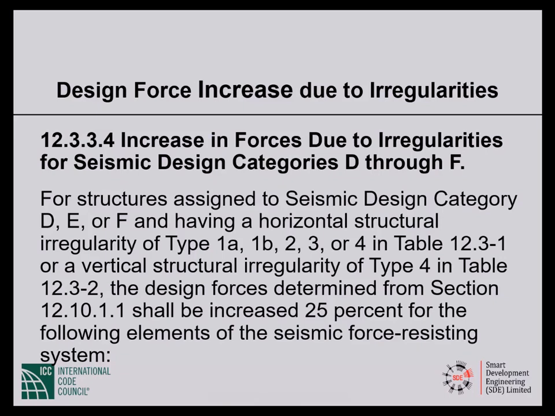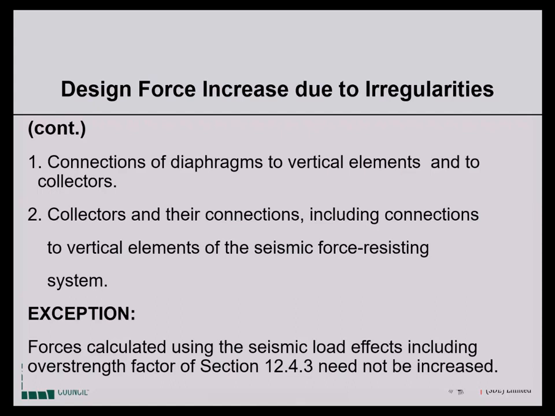Increase in forces due to irregularities. So for structures assigned to design categories D, E, and F, this is ASCE 7, having horizontal type 1A, 1B, 2, 3, or 4, or vertical type 4, the design forces determined from section such and such shall be increased 25% for the following elements of the seismic force resisting system: connections of diaphragms to vertical elements and to collectors and their connections, including connections to vertical elements.